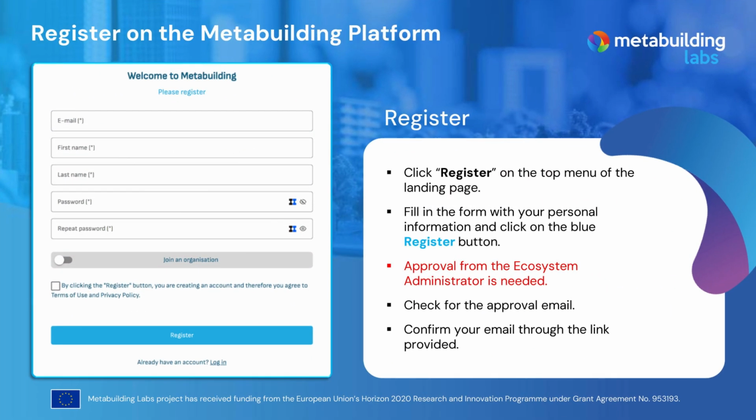To begin your registration process, you will need to fill in the required fields with your personal information, including your name, a valid email address, and a secure password. Once the form is complete, click the blue Register button at the bottom of the page. Approval from the ecosystem administrator is needed to activate your full account features. Congratulations! You can now access your account and begin exploring the Metabuilding platform.